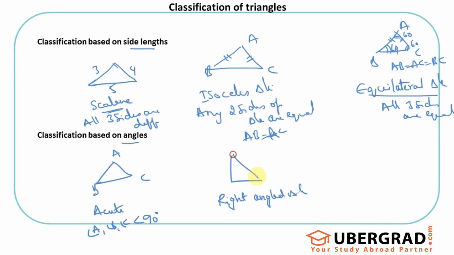We call a triangle a right angle triangle when one angle is 90 degrees. When one angle is 90 degrees, automatically the other two will be less than 90. There is no way they will be equal to 90 or more than 90. Why? Because the sum of the three has to be 180. If one of the angles itself is 90, automatically the other two will sum up to 90.